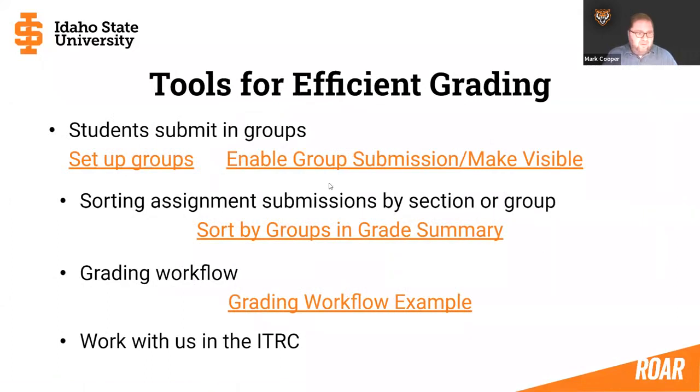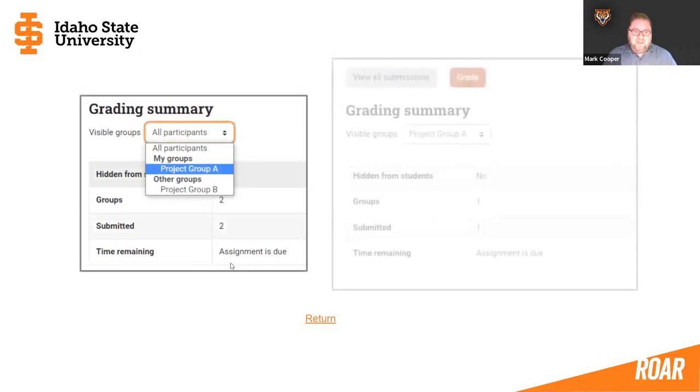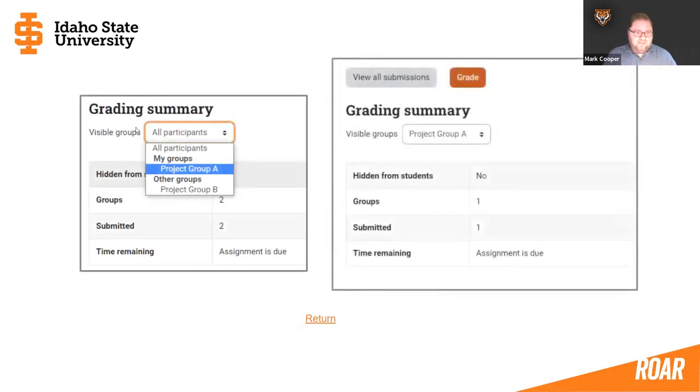Now, we also want to talk a little bit about, from the instructor end, how you can sort those groups by going into the assignment. And so now, since you've made those groups visible, you can see that the groups are listed here. And then that allows you to take the big elephant of grading 40, 50 assignments and breaking that down into smaller, manageable, bite-sized chunks for your grading.